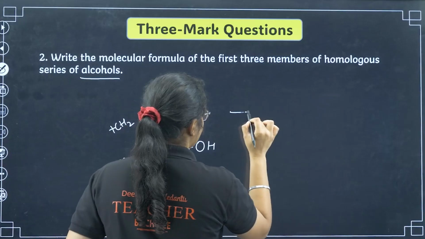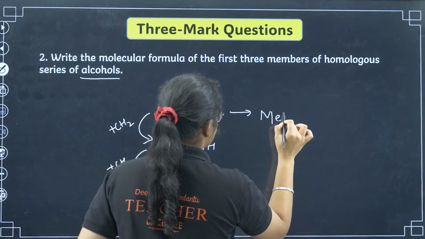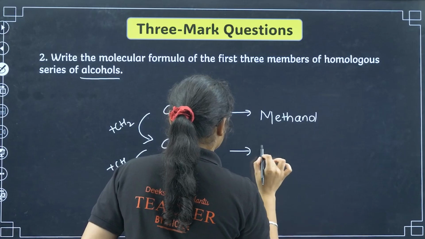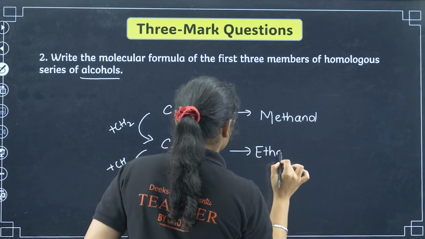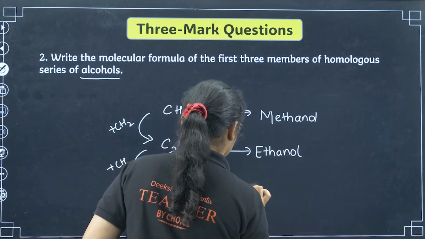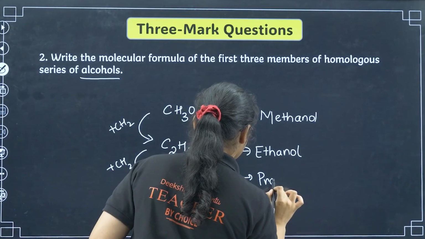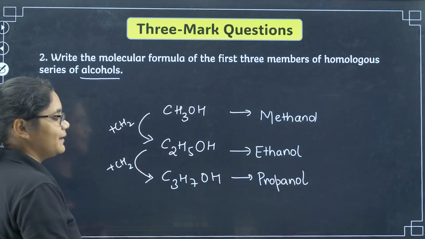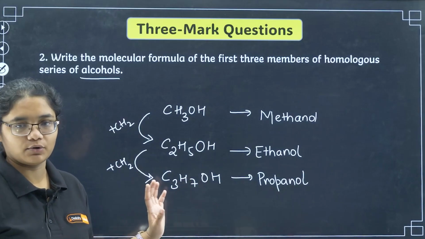Now this is called methanol. This is called ethanol. This is propanol. Okay, methanol, ethanol, and then propanol.